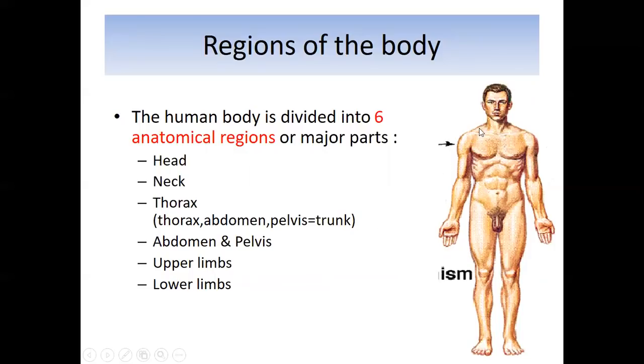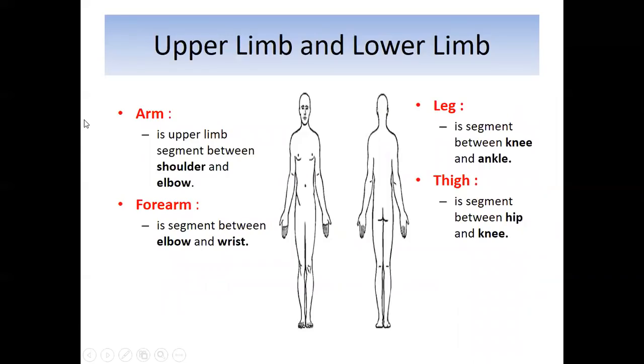And then we have the upper limb and the lower limb. Now we're going to discuss the upper limb and lower limb. For the arm, the arm is the upper limb segment between the shoulder and the elbow. So this is the part of the arm. And the segment between the elbow and the wrist is the forearm.